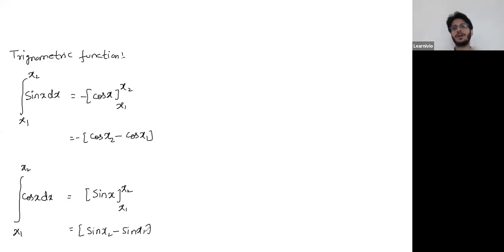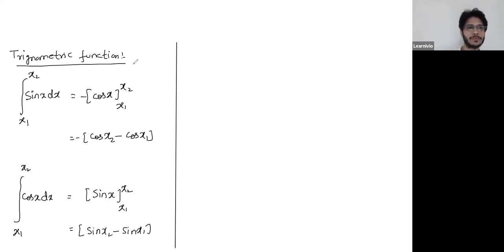Then integration of other trigonometric functions as well, like for tan, cot, sec, cosec. But we will use only sin x and cos x. So I'm not discussing other trigonometric functions. That's more than enough for you. For your NCERT and for numericals of physics, you will use only sin x and cos x. After trigonometric functions, we will use some exponential functions.